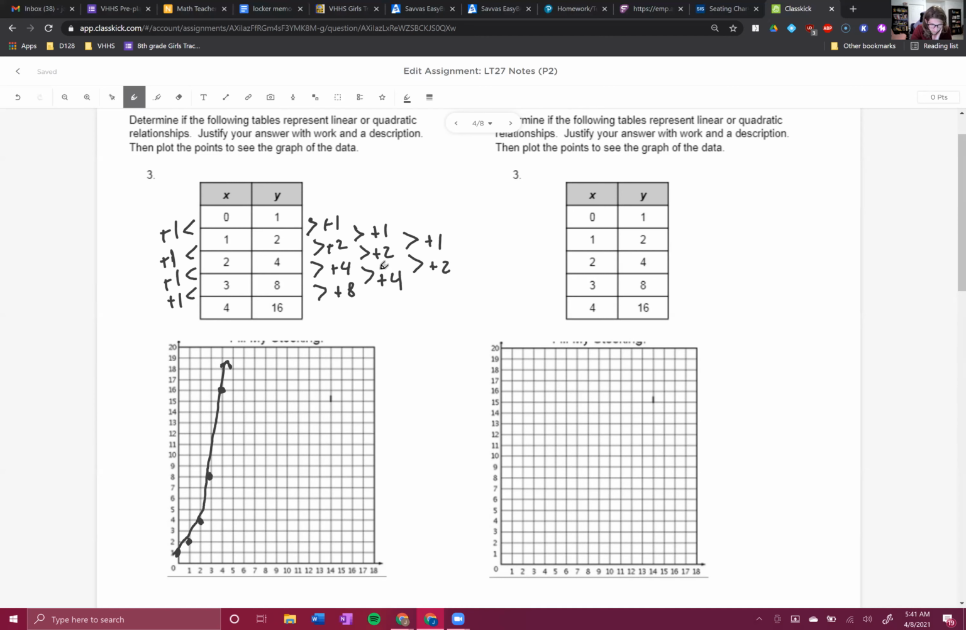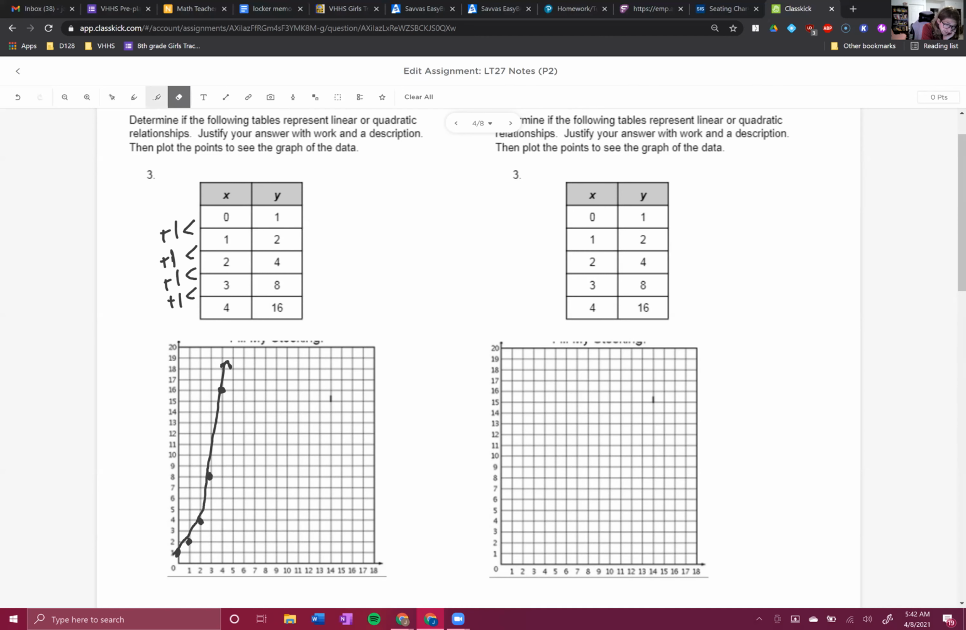See, this pattern just repeats itself over and over and over again. It's not going to get us anywhere. The first difference isn't the same. The second difference isn't the same. So if you do that, you should go back and check to see if it's exponential. You think about multiplication instead of addition or subtraction.